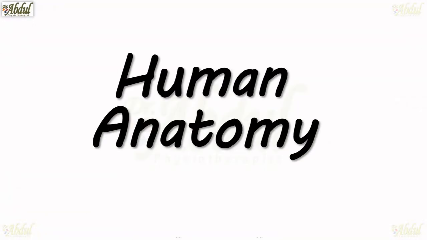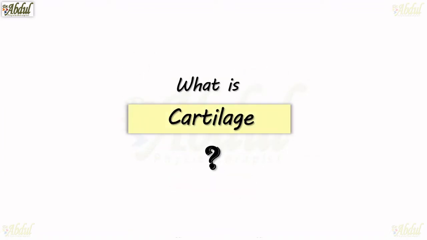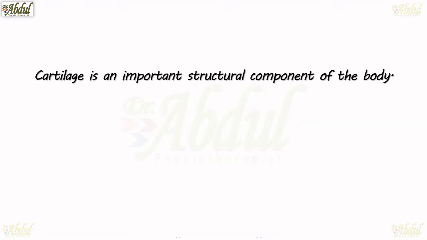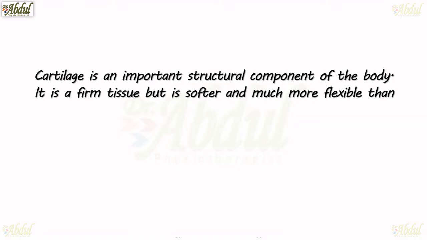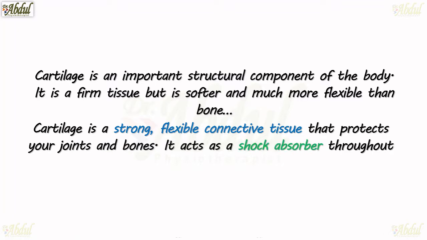Human anatomy. Cartilage. What is cartilage? Let's talk about this in this video. Cartilage is an important structural component of the body and it is firm tissue but is softer and more flexible than bone. Cartilage is a strong, flexible connective tissue that protects your joints and bones, and it acts as a shock absorber throughout your body.